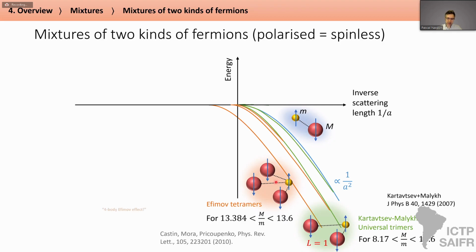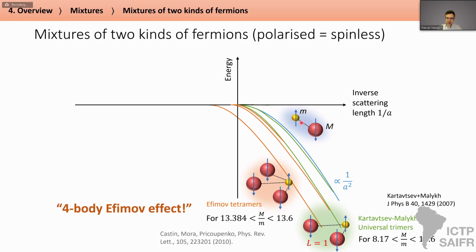And this is the occurrence of what I mentioned before, the possibility of a 4-body Efimov effect, not with identical bosons, but with these mixtures of 3 identical fermions and a 4th particle. So this was found by these people, Castin, Mora, Pricoupenko. So you see, this is really the definition of the 4-body Efimov effect: right at the occurrence of a 3-body bound state, there is the accumulation of an infinite number of 4-body bound states.